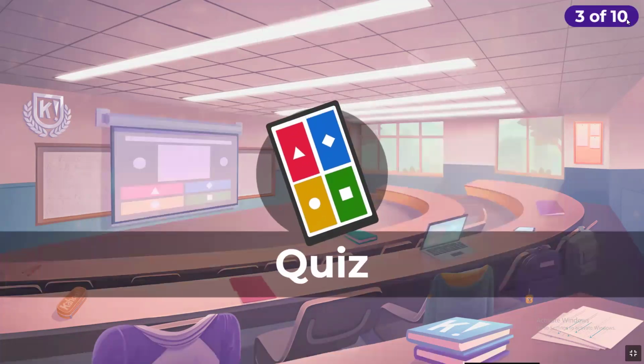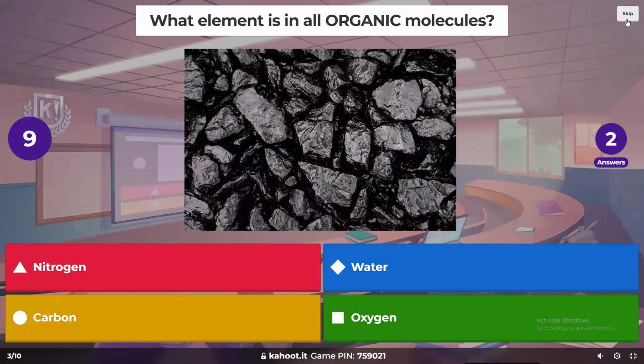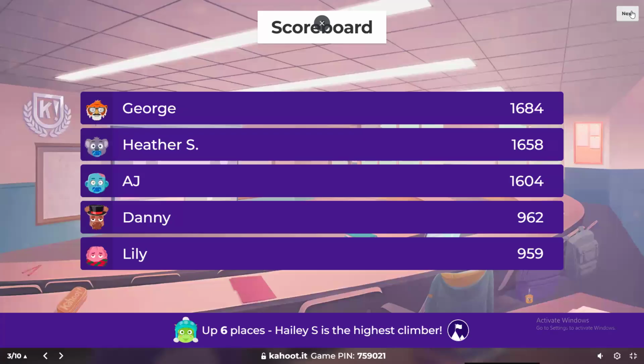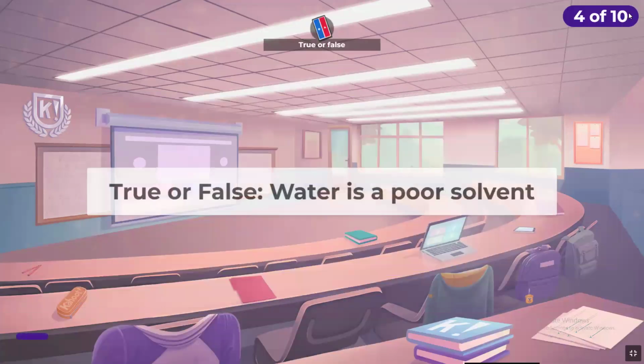All right, next question. What element is in all organic molecules? Should be an easy one for you guys. All right, carbon. That one's pretty straightforward one. Most of us know this one. If it's organic, it has to have a carbon backbone. Usually, if we're calling it organic, it's going to have hydrogen attached to carbons as well.